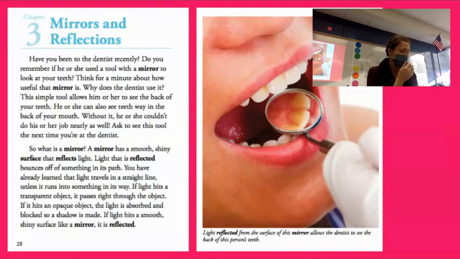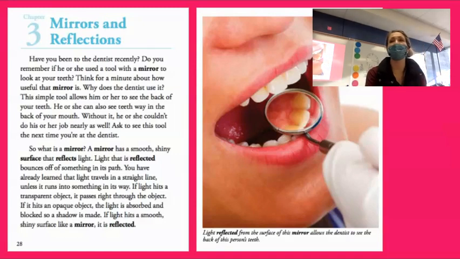In previous lessons, we learned that light travels in straight lines and it is stopped by opaque objects. And then we know opaque objects create shadows. Very good. Today, as you read page 28 to yourself, I want you to find the answer to this question. What happens when light hits a smooth, shiny surface? Go ahead and read to find out what happens when light hits a smooth, shiny surface.